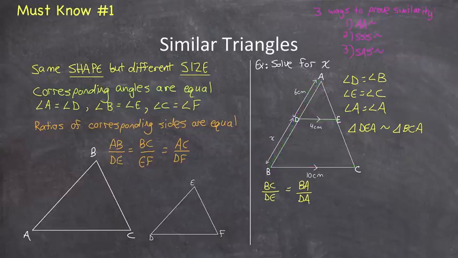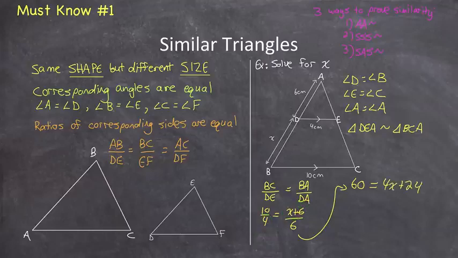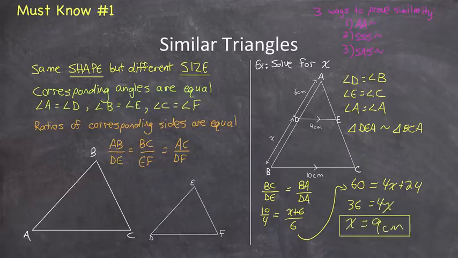And then if I sub into this equation what I know, I can then solve this equation using algebra. I can cross multiply. 10 times 6 is 60, and 4 times x plus 6 is 4x plus 24. Solving this for x, I'd have 36 equals 4x. Divide by 4, I have x equals 9. There you go. Now you can see how to use properties of similar triangles to solve for unknowns.